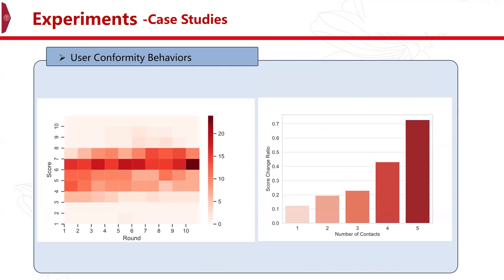The second phenomenon is social conformity behavior. In this problem, we let different agents score the same movie, and they can score the movie from 1 to 10. In the first round, we can see the rating distribution is relatively flat. That is, different agents have more diverse ratings on the same movie. After each round, we let the agents exchange their opinions with their friends. And as we use more rounds of simulation, we can see their opinions of the movie converge to a score between 6 and 7. This reproduces the user conformity behavior.